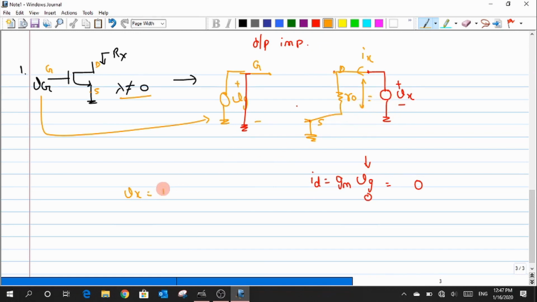So I can write Vx is equal to Ix times R out. Now I just want to evaluate the value of R out, and that is equal to Vx by Ix, and when you do so, you would end up having a value of R0. So we got the value of this to be equal to R0. Any doubt in this? Shall we move on to the next one?